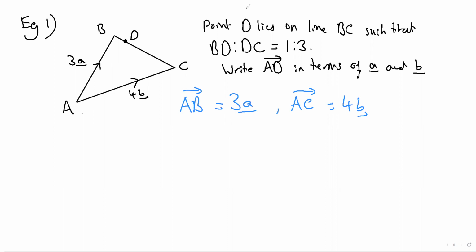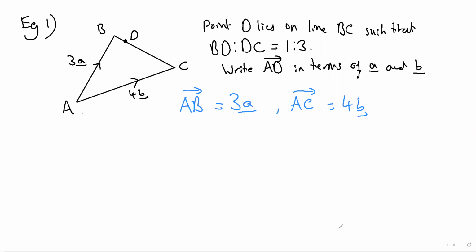We also know that point D lies on the line BC such that the ratio BD to DC is equal to the ratio 1 to 3. So we kind of have an idea of where D is placed on this line. And what we want to do is find AD.